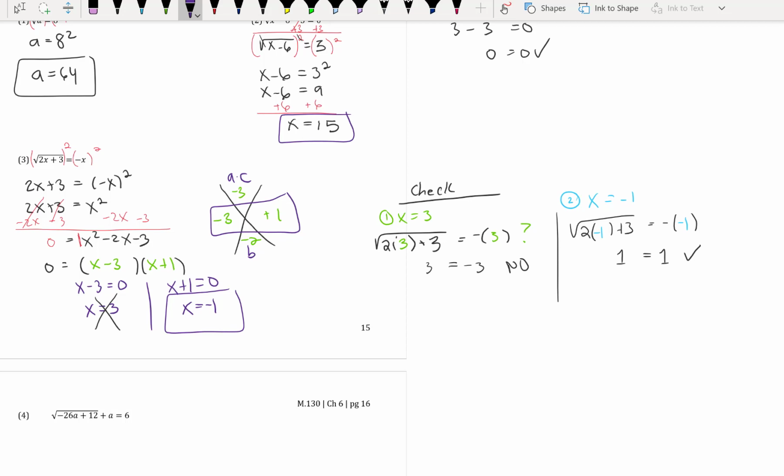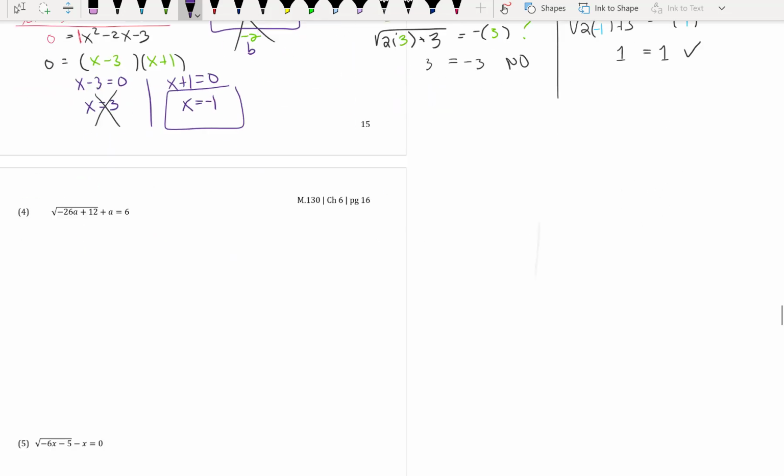So for number 3, I found two possible solutions: x is equal to 3, x is equal to -1. When I checked both of these solutions, the 3 did not work out, so I canceled it out. It's a worthless possibility. And then I checked x is equal to -1, and it does work. So that is the only possible answer that we have for 3.